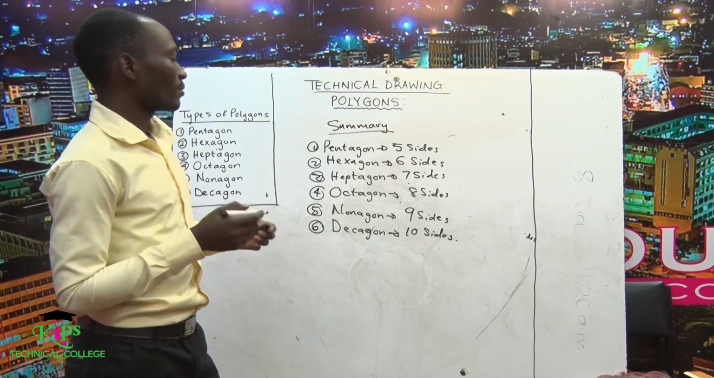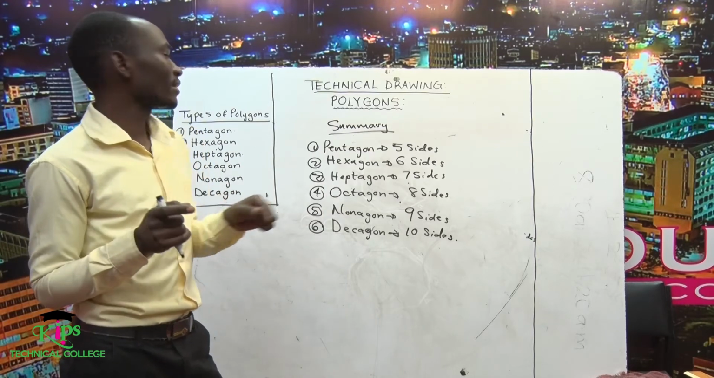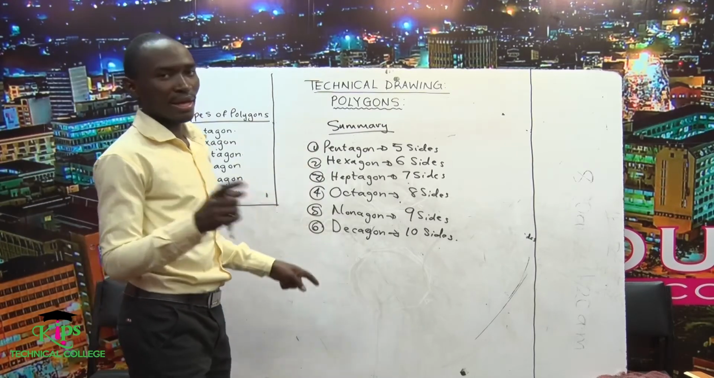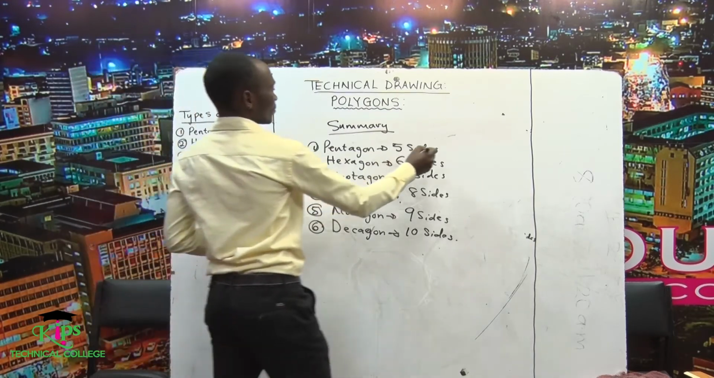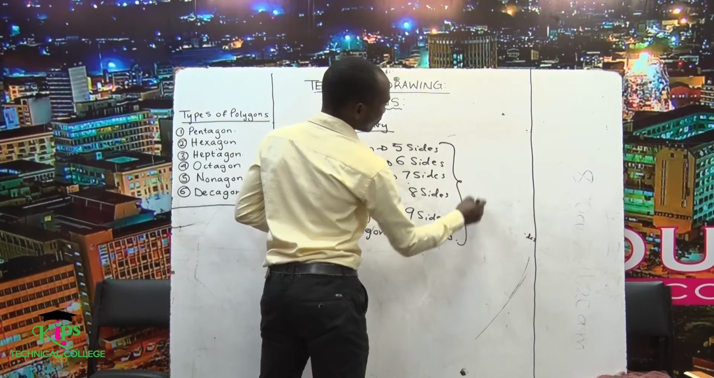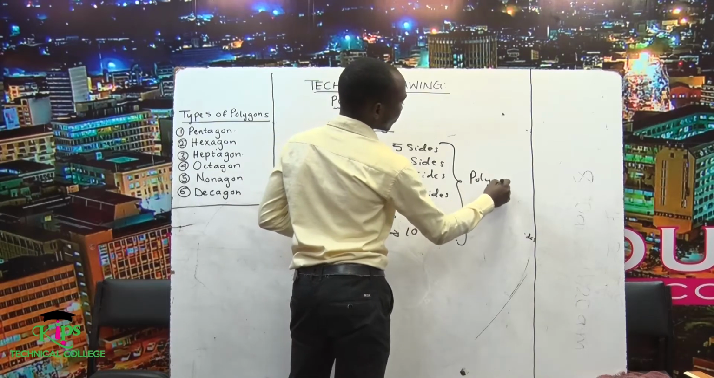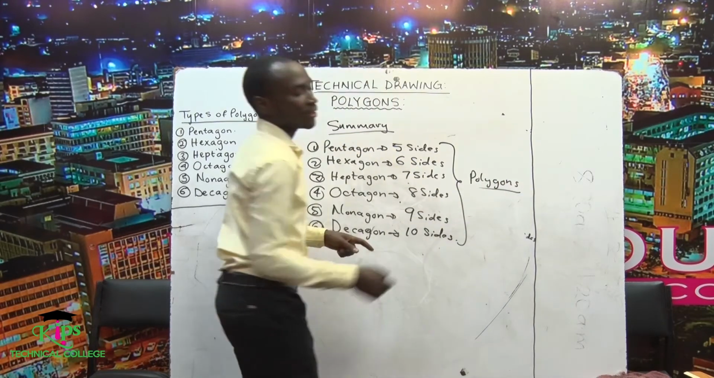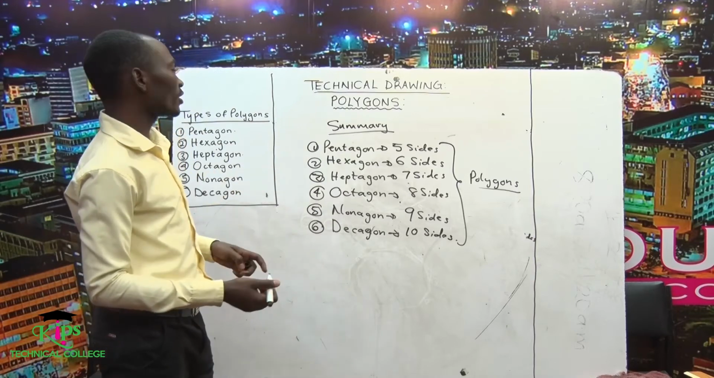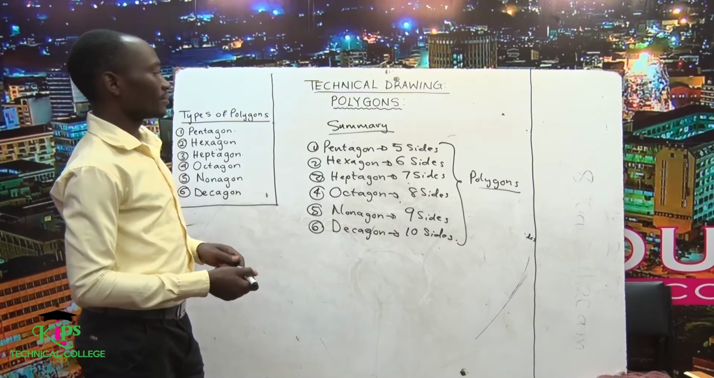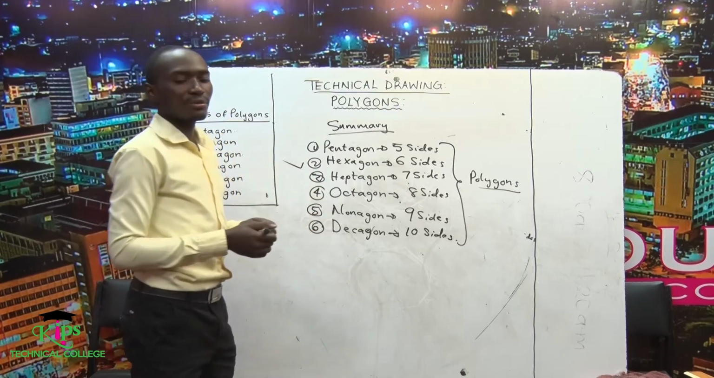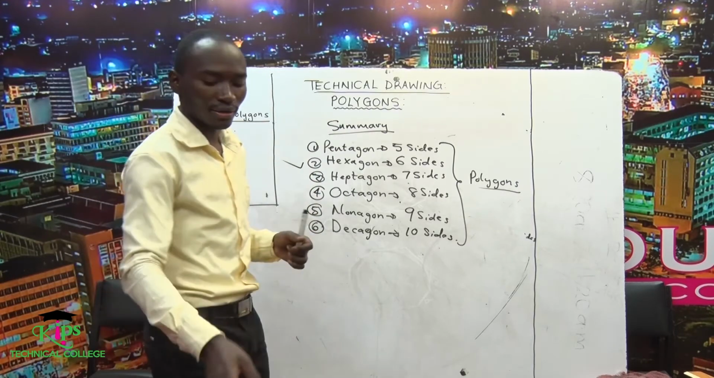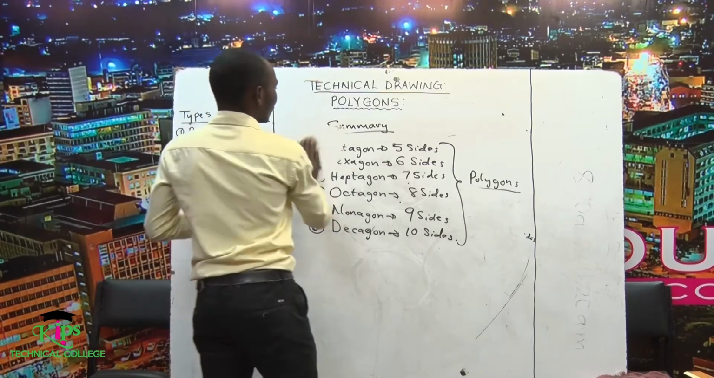So now we are going to begin with the construction of these different types of polygons. We are going to look at the construction of the different types of polygons, and we are going to start with the hexagon. How you get to construct the hexagon.